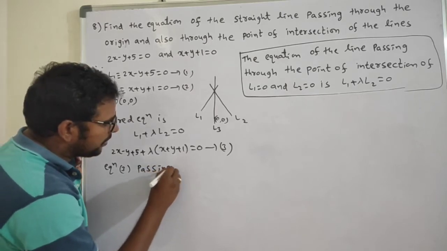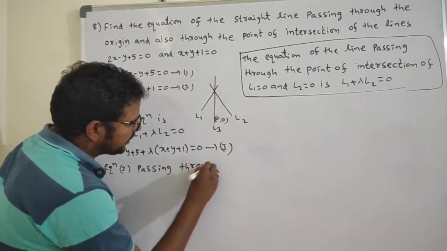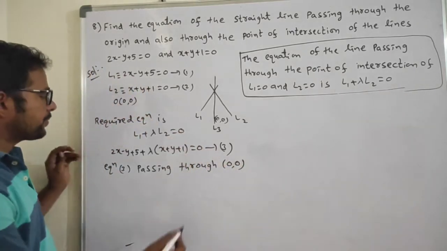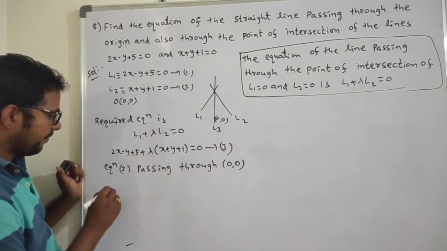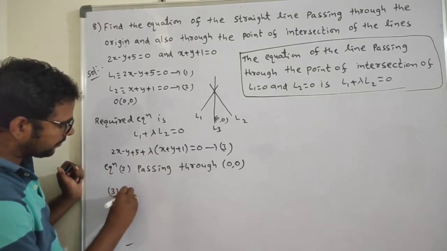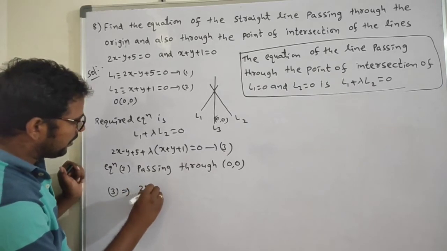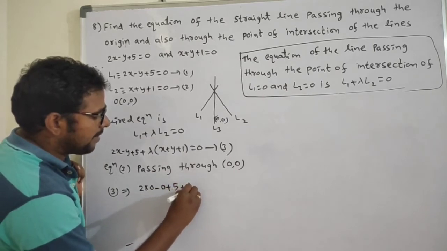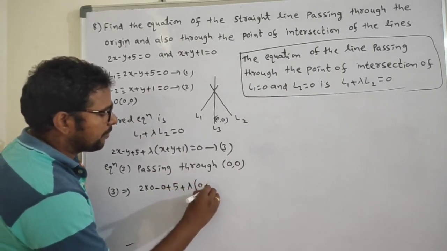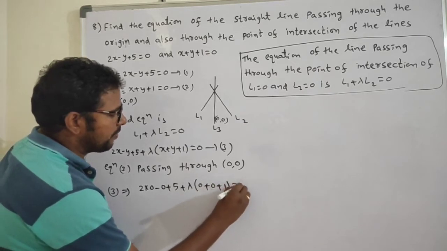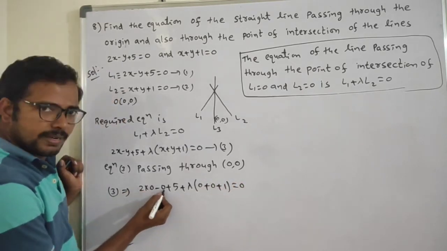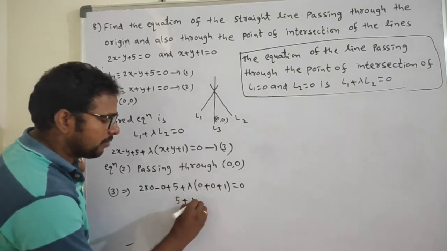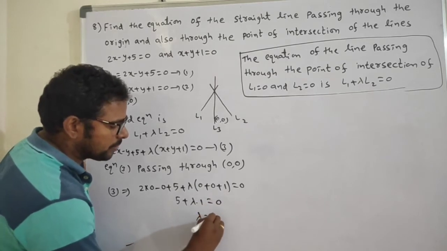Passing through origin O of 0 comma 0. Therefore, substitute x equals 0 and y equals 0 in equation 3. So 3 implies 2 into 0 minus 0 plus 5 plus lambda into 0 plus 0 plus 1 equals 0. So 2 into 0 is 0, minus 0, 5 plus lambda into 1 equals 0. So lambda is equal to minus 5.